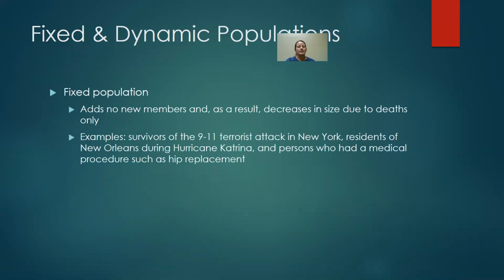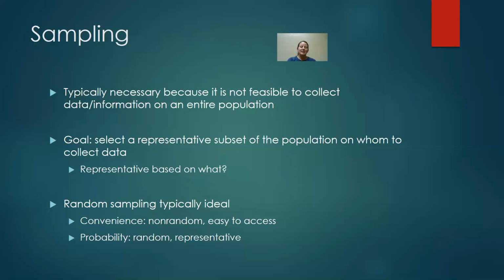And so let me just skip ahead to sampling. We want the sample to represent that underlying population. And in order to do so, we need to define that population to begin with, and then ideally select a group of people from that population on whom we can collect information or data. And again, we want that sample to look like the broader population.